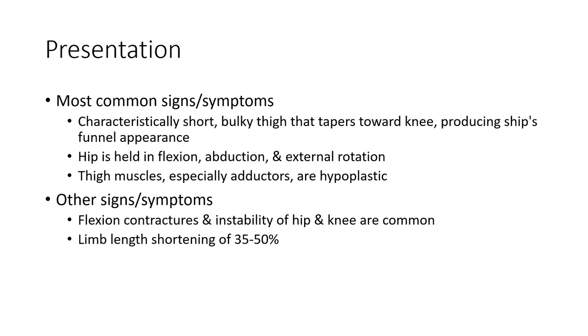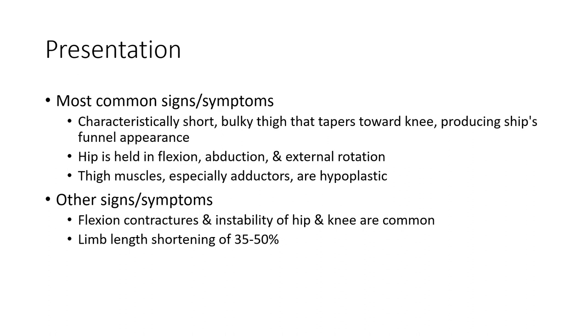The most common signs and symptoms: a characteristically short, bulky thigh that tapers toward the knee, producing a short limb that is apparent. The hip is held in flexion, abduction, and external rotation. Thigh muscles, especially the abductors, are hypoplastic.